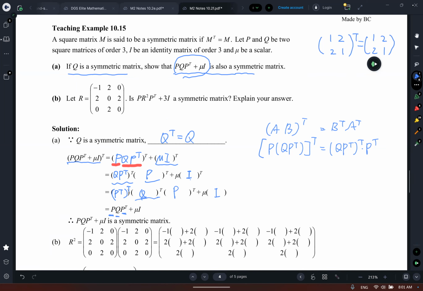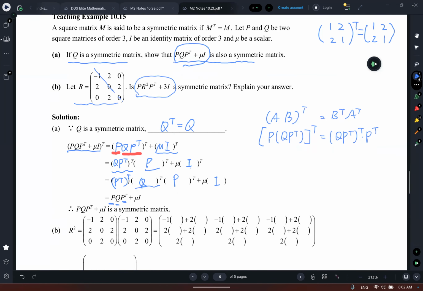Now, I think part B is a little bit simpler because now R is given. R is given, and R is symmetric itself. You can see. Anyway, so this objective, is it symmetric? I think that you can try thinking about using the result of A because it's very similar. So first I need to find out R squared.